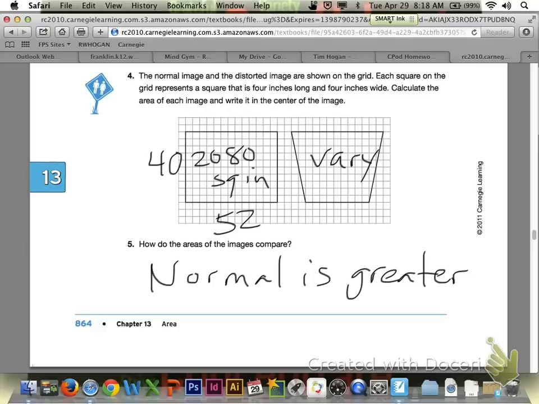If you look at the area for the normal image in number 4, you should have come up with 2,080 square inches. The length was 40 and the width was 52. Remember, each of those squares are 4 by 4, so that's how we calculated that. 10 times 4 for the length and 13 times 4 for the width. Everyone's answers are going to vary for the trapezoid. I'm not even going to put anything in there. Hopefully, though, with the answers you came up with and comparing it to the normal image, maybe you saw that the normal image was greater in comparison to the distorted image.